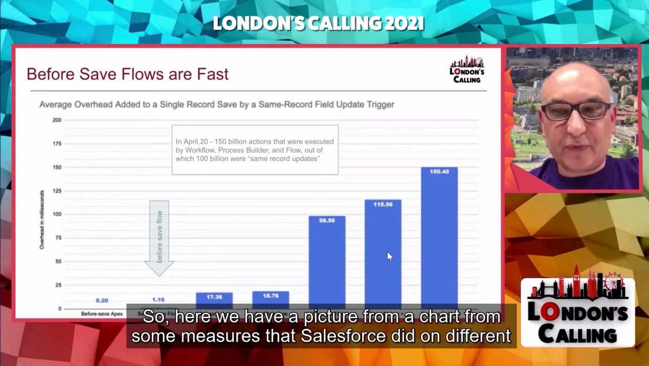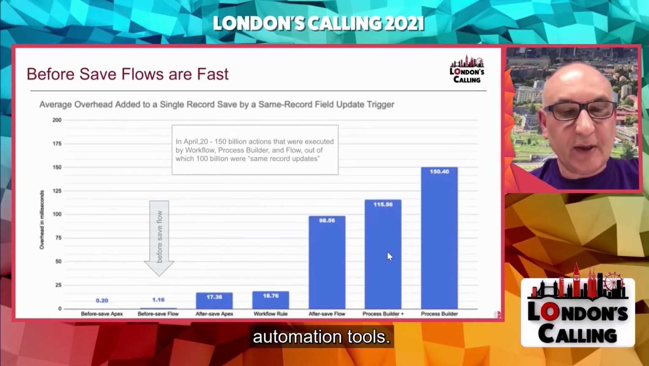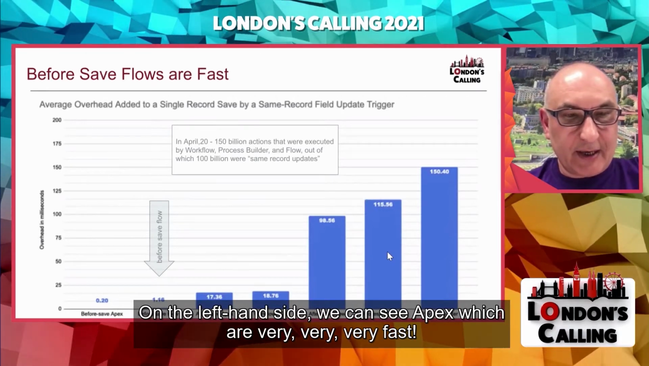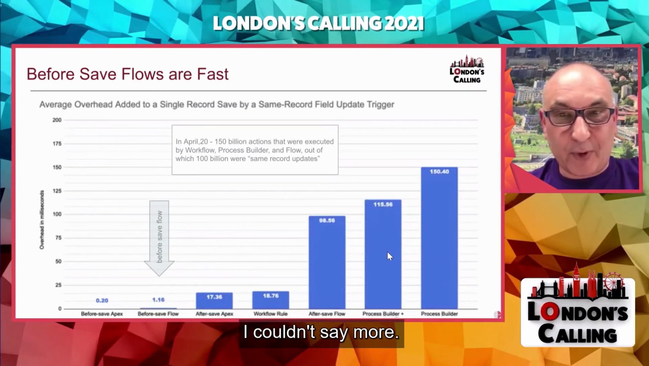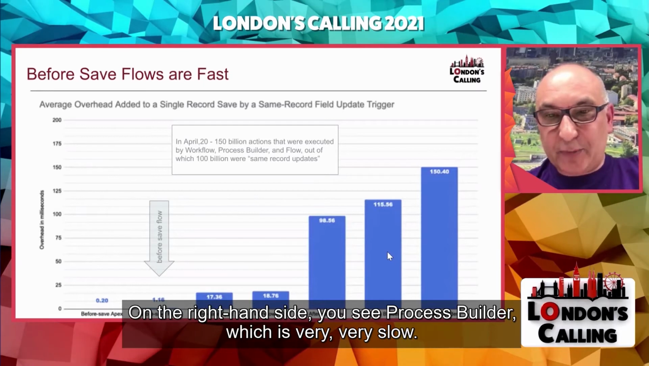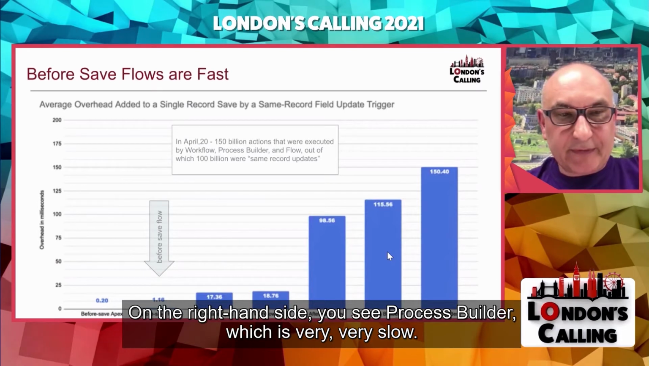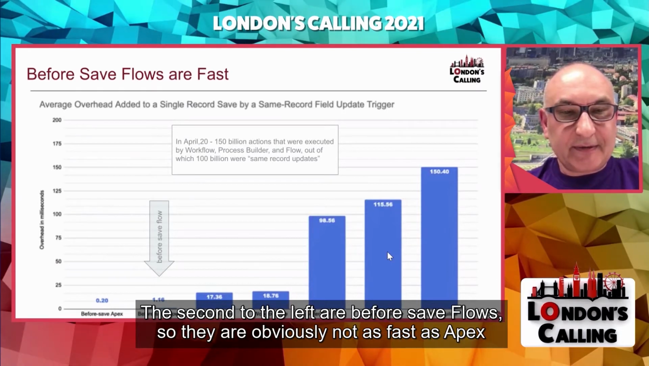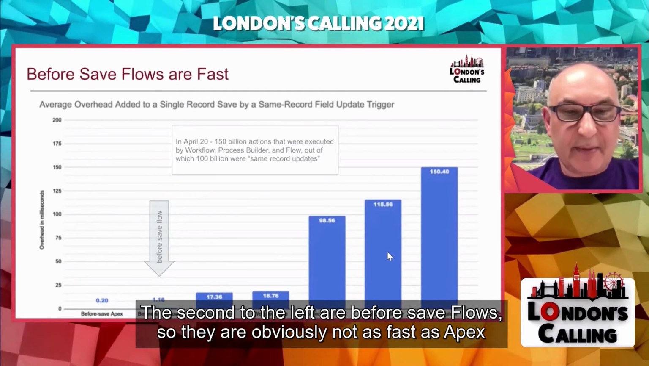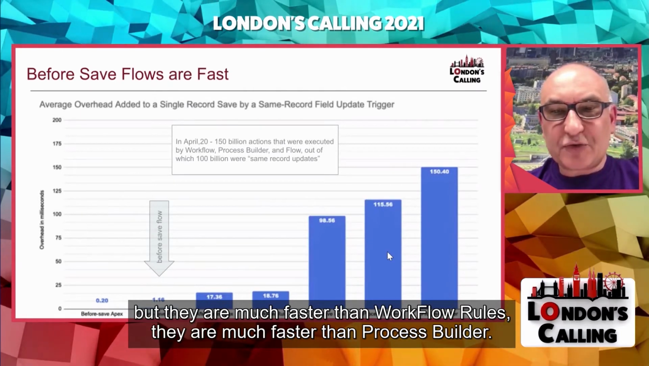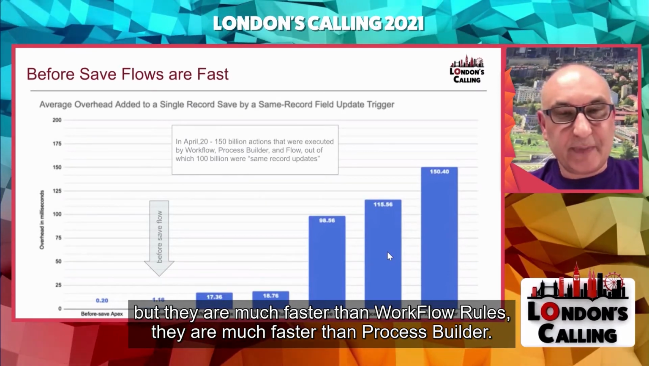a chart from some measures that Salesforce did on different automation tools. And on the left-hand side, we can see Apex, which is very fast. I couldn't say more. On the right-hand side, we see Process Builder, which is very slow. And second from the left are before save flows. So they are obviously not as fast as Apex, but they are much faster than workflow rules. They are much faster than Process Builder.